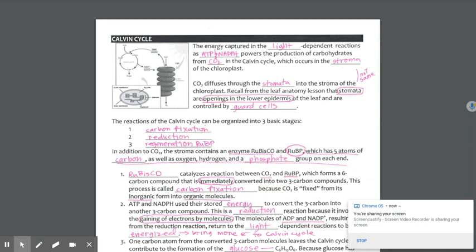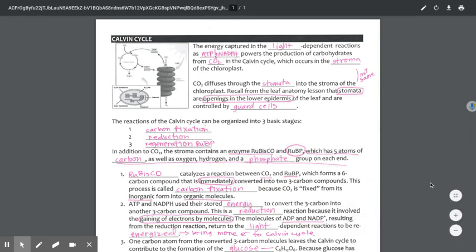So now let's talk about the Calvin cycle, the second step of photosynthesis. Recall from yesterday's lesson that the energy captured in the light-dependent reactions as ATP and NADPH powers the production of carbohydrates from CO2 in the Calvin cycle. And this occurs in the stroma of the chloroplast, so that outer space.